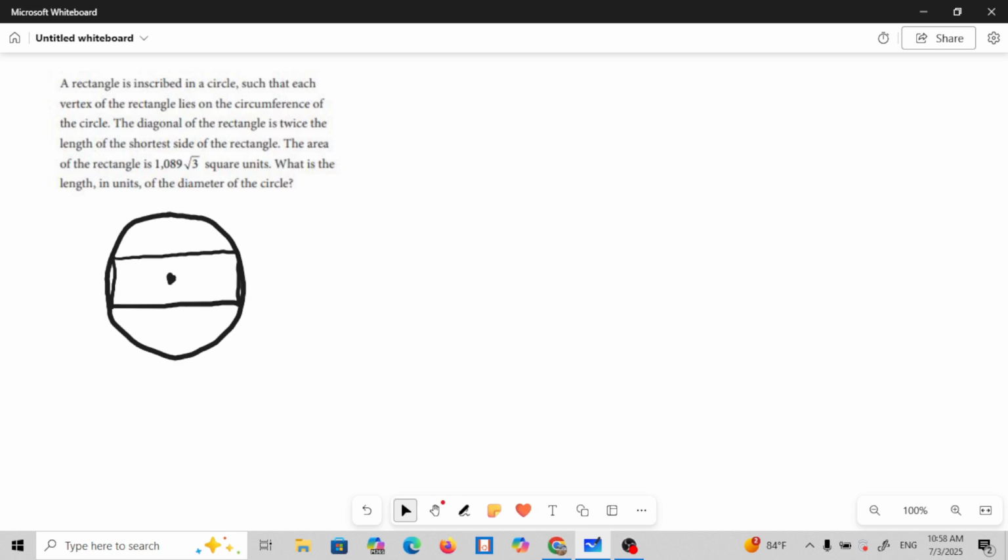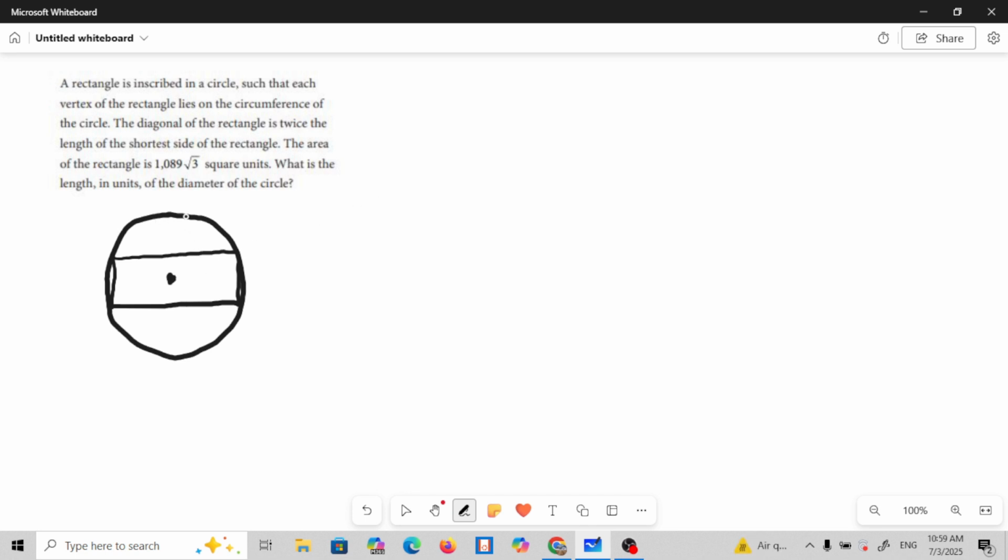Hello everybody, so let us look at this question from the SAT math section. We have that a rectangle is inscribed in a circle such that each vertex of the rectangle lies on the circumference of the circle. The diagonal of the rectangle is twice the length of the shortest side of the rectangle. The area of the rectangle is 1089 times square root of 3 square units. What is the length in units of the diameter of the circle?